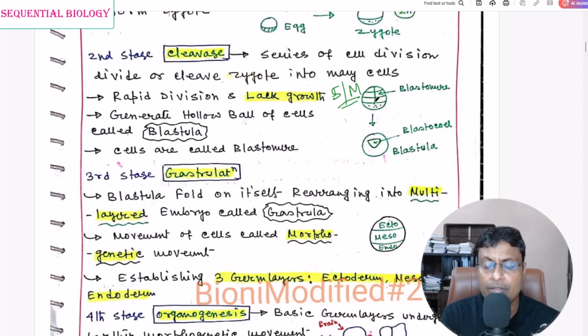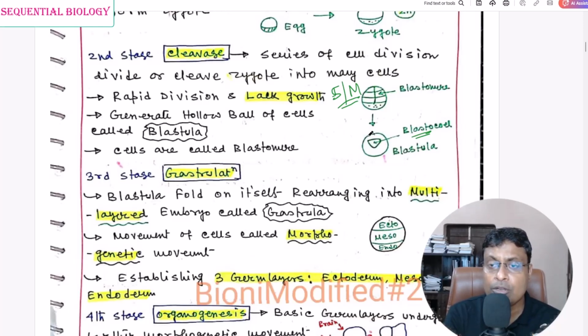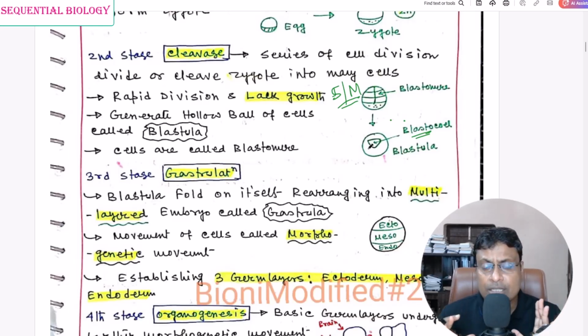By the process of cleavage, the blastula will be generated, a hollow ball of cells, and the cells are known as blastomeres. The structure in which the blastomeres are present is known as blastula. On the upper side of the blastula, the blastomeres are very small and these are known as micromeres. And on the lower side, usually the blastomeres are large and these are known as macromeres. Anyway, the cells which form the blastula are known as blastomeres.